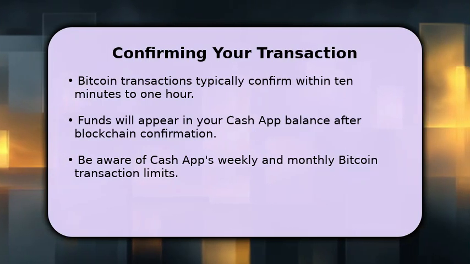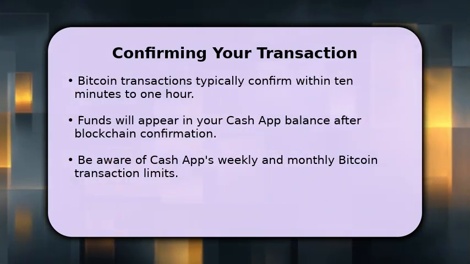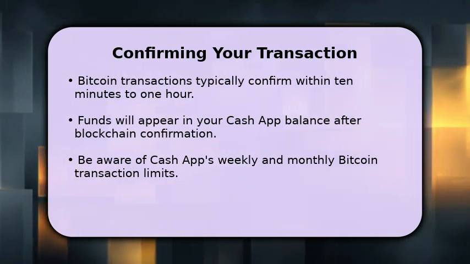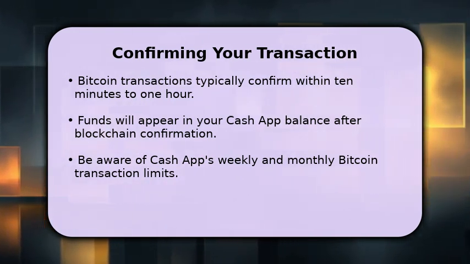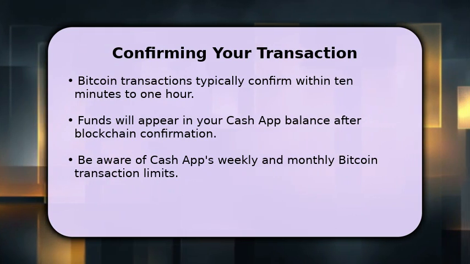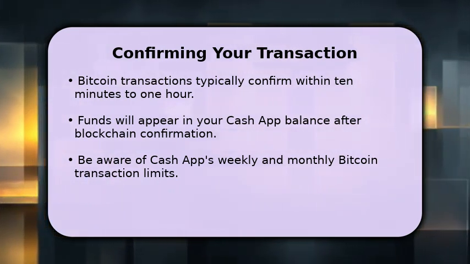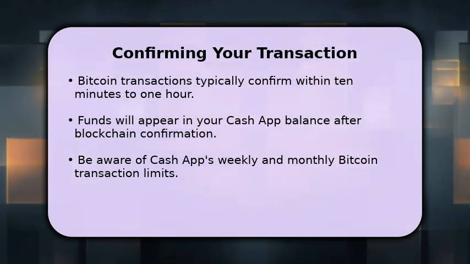After the sender initiates the transfer, Bitcoin transactions usually take anywhere from 10 minutes to 1 hour to confirm on the blockchain. You will see the funds appear in your Cash App balance once the payment is fully confirmed. Also, be mindful of Cash App's transaction limits, which are typically $10,000 in any 7-day period for deposits. You can check your specific limits within the app's profile section.